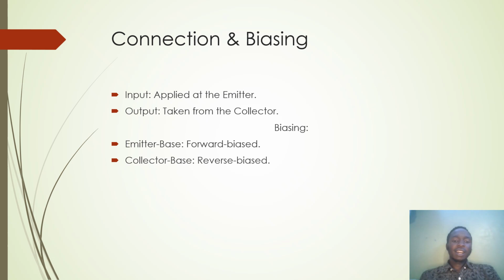As I've just said earlier, the input is supplied at the emitter and the base, and the output is taken from the base and the collector. So a common base connection transistor can be forward biased or reverse biased. As you can see on the slide, it can be forward biased or reverse biased.